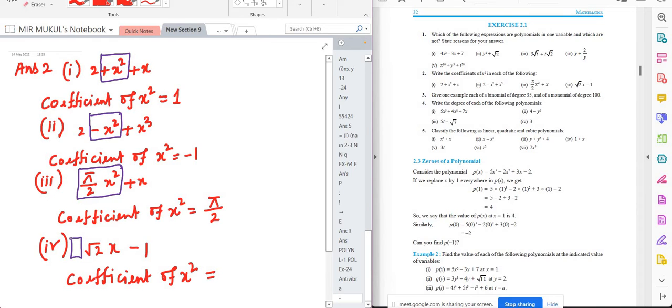Yes, very good. Very logical answer. So the x squared term is not here, that means the coefficient of x squared is 0. Right? Yes, sir. Okay. So have you written? Yes, sir. Now I'm changing the slide.